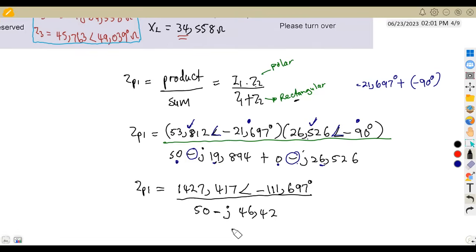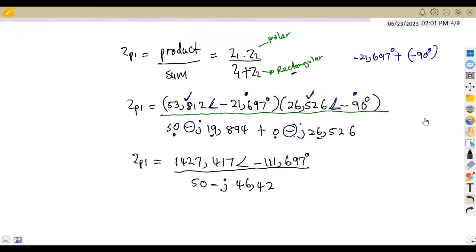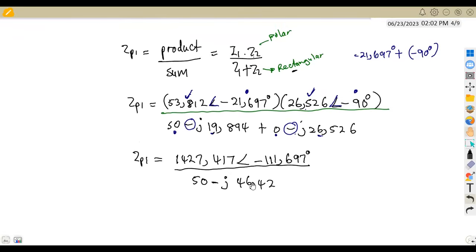All right, so this is what we have. But now we need to combine to find this ZP1, which is the first parallel combination. But if we check, we have a combination that is combined parallel. I mean, the polar form and the rectangular form. So what can we do? We are now referring to a division. So a division, it's best for us to deal with in polar form.